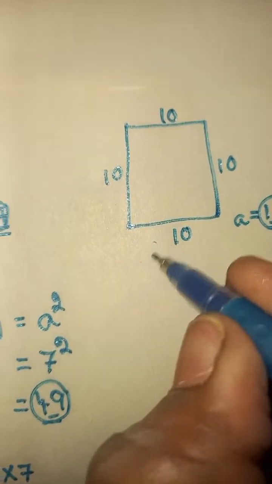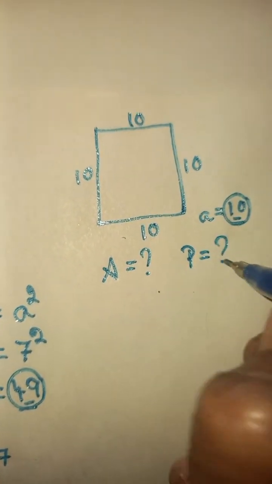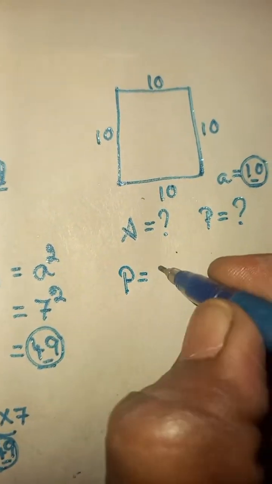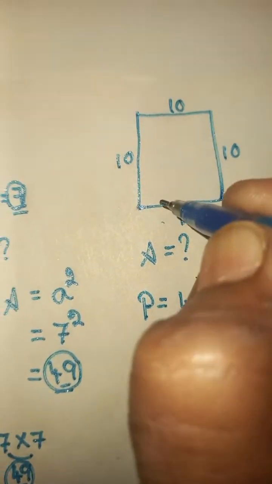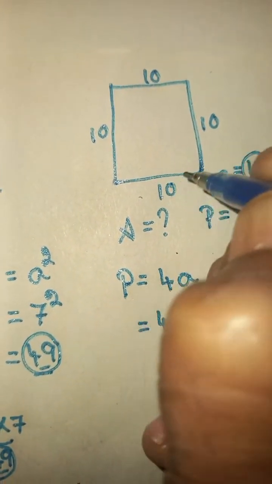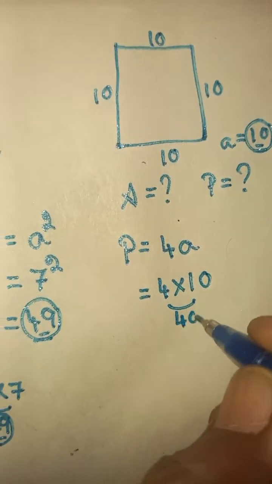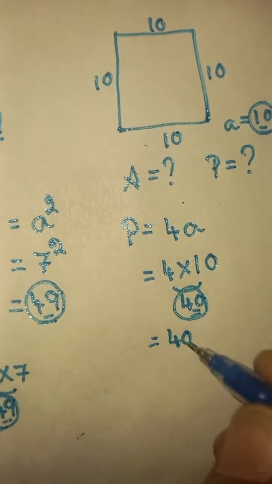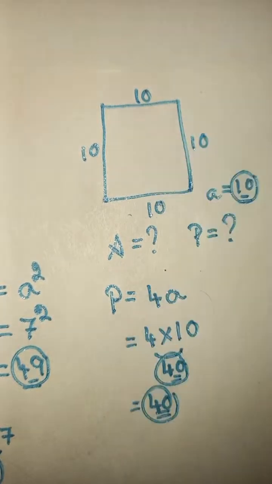Here you need to find out the area and the perimeter of the square. The perimeter of the square is 4 times the side length. Here the side length is 10 units, so 4 times 10 is 40 units. Yes Gobinath, it's correct. 40 units is the perimeter or boundary length.